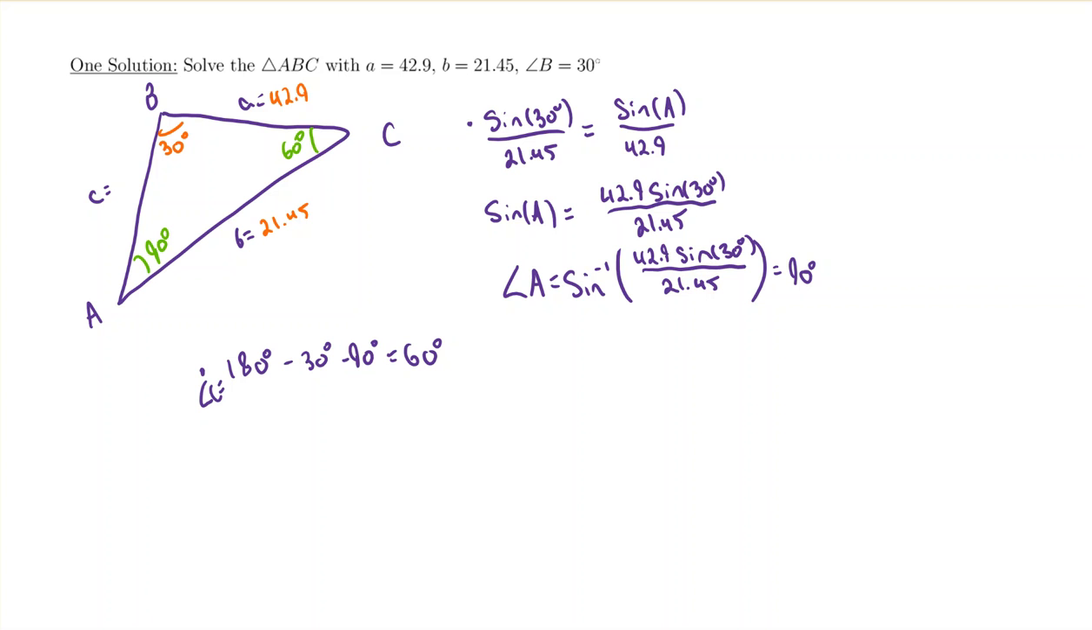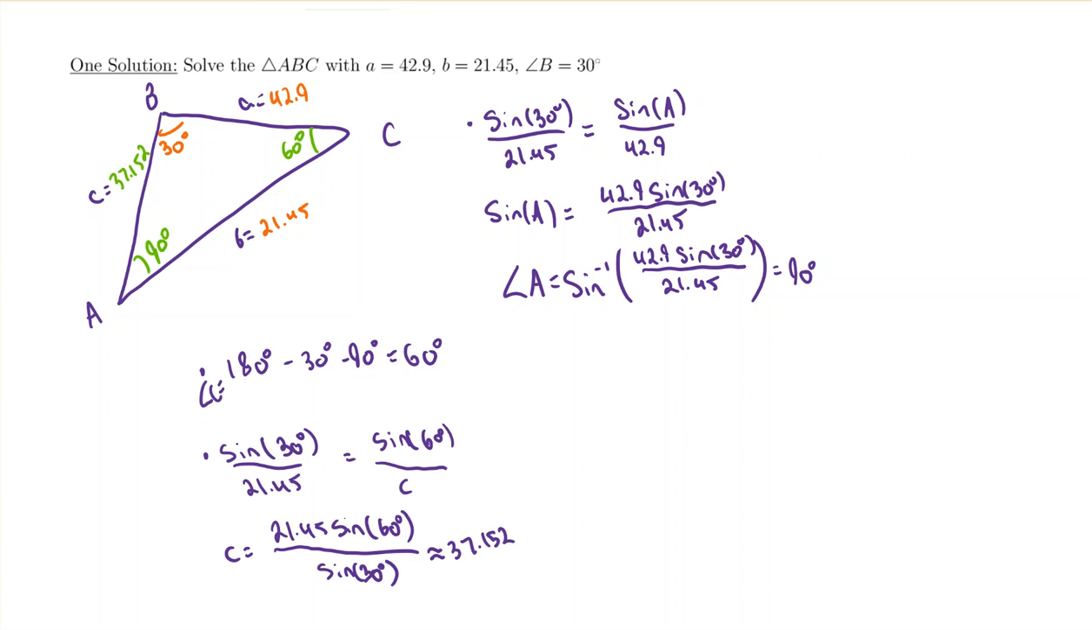Then side length C, I could use right triangle trig. I could use special right triangles because I know this is a 30-60-90 triangle now. But I could also use law of sines if I didn't have a special case like that to get side length C is about 37.152. So this is my only solution in this case. But how would I know this is my only solution? So this is first solution.